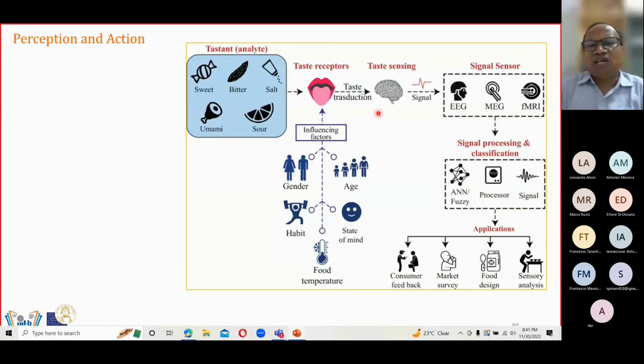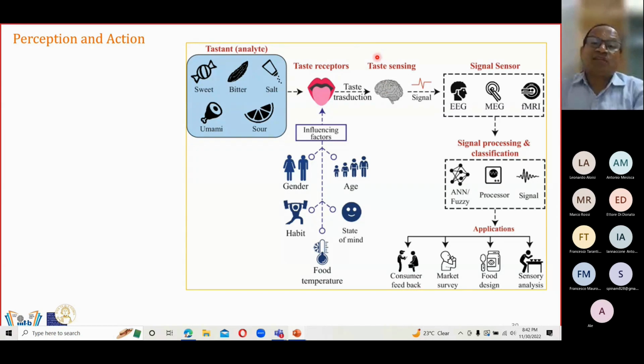Perception and action. When you say computational linguistics, how do you perceive? How do you act? That depends on the sensory organs. Look at here. Sensory organs may capture the signals, then they are processed by using a number of fuzzy logic or artificial neural network. They can be used in consumer feedback, market survey, food design, sensory analysis, and so on. But what is important is the signal. And how do you get the signal? The signal may be from the taste sensory or the speech or the hearing organ. This is just an example.